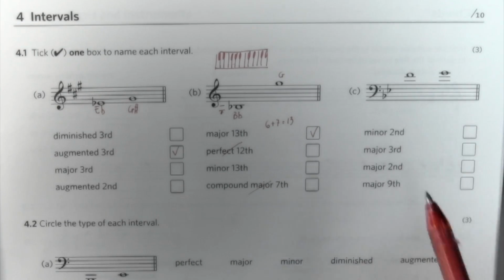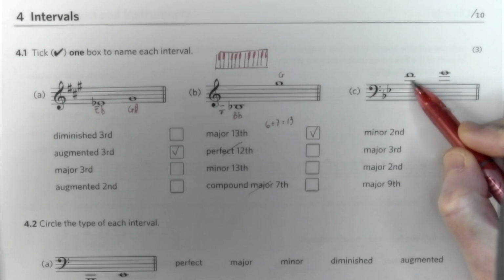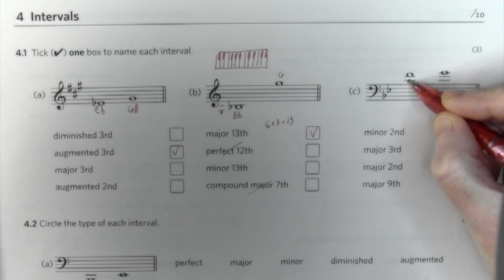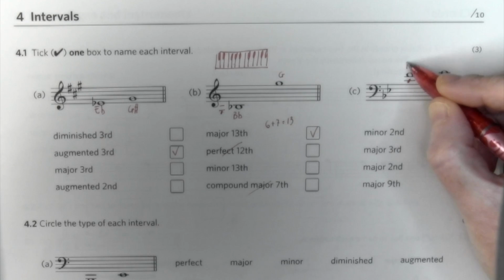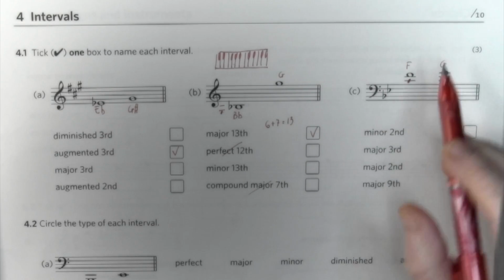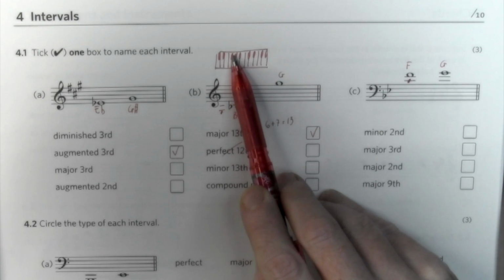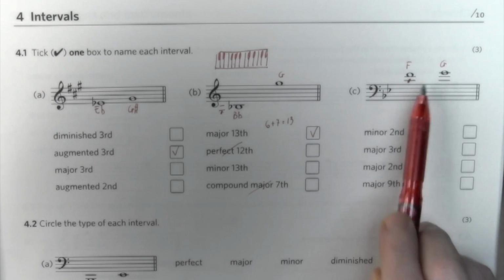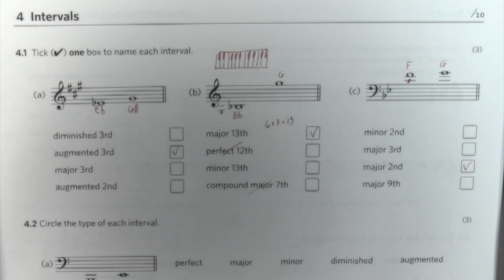Bass clef, 2 flats, so this is re plus 2, okay, so this is do, re, mi, fa, so re plus 2 equals fa, no flat, and this is sol, no flat. This is a second, a lovely second. What type? Major, because the two notes are one tone apart, so major.